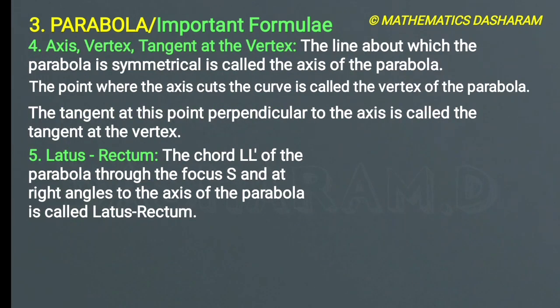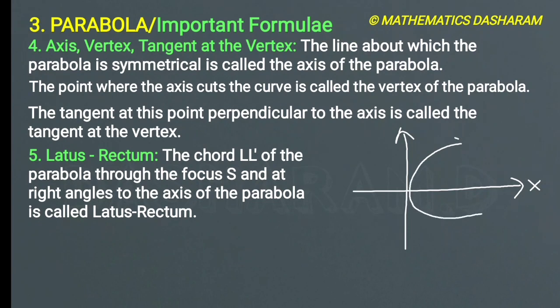Next, fifth one, a latus rectum. The chord LL dash of the parabola through the focus S and at right angles to the axis of the parabola is called a latus rectum. For example, here is an x-axis and this is a y-axis. So this is a parabola, y square equals to 4ax. Now this parabola is symmetrical along the x-axis, so that x-axis is called the axis.